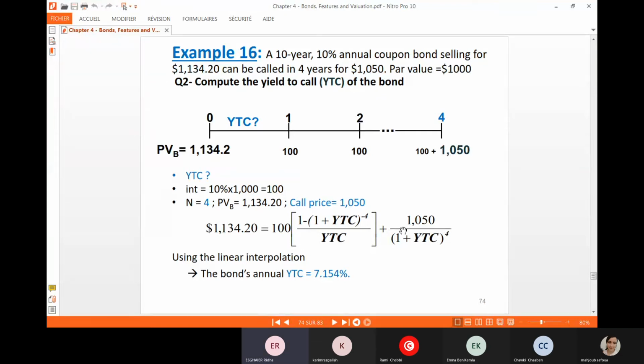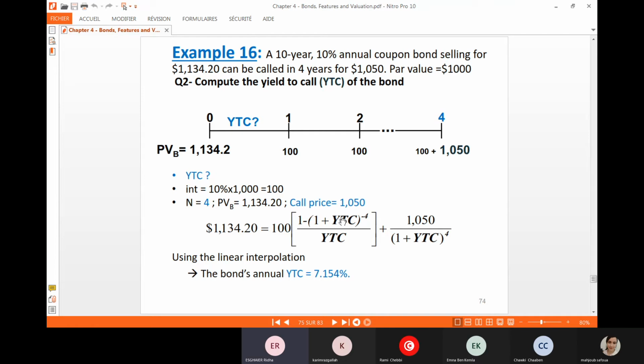Of course, we tried different values of the discount rate. We make the linear interpolation as we did for the yield to maturity. You get an annual rate of return of 7.154. This is your average rate of return. This is your yield to call. This is your average rate of return if the bond is called.